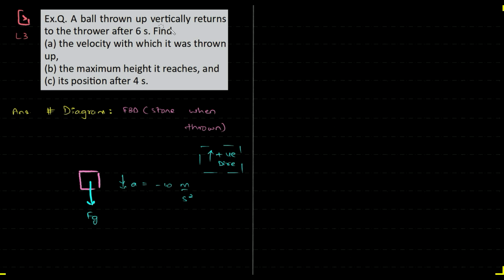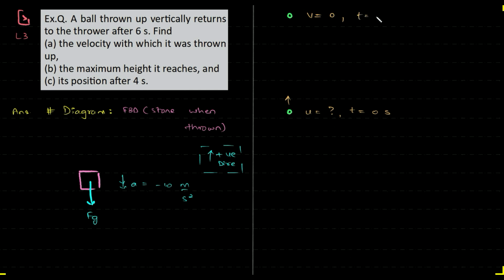A ball is thrown vertically up and returns to the thrower after 6 seconds. Find the velocity with which it was thrown up, the maximum height it reaches, and the position after 4 seconds. It's a bit weird question, is it not? So we have the object reaching a certain point. It was initially thrown with a velocity of something, we don't know that. Time t is equal to 0 seconds. At the peak, what happens? It reaches a velocity of 0 because it comes to rest.